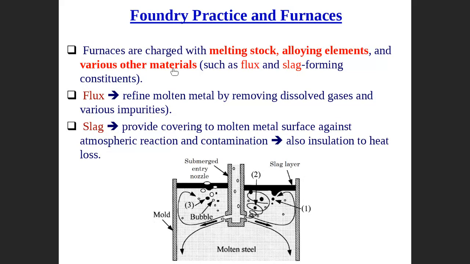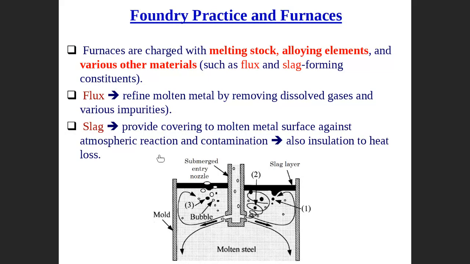Alloying elements are other alloying elements and/or additives to improve the quality of the product, and also various other material like what we call flux and slag. Flux and slag, this is very important. What are flux and slag?